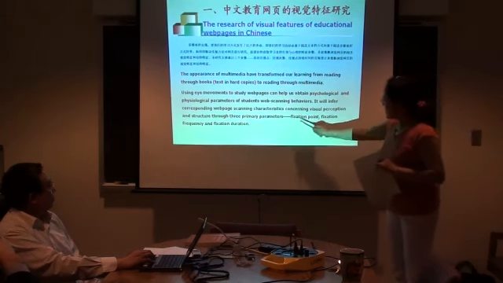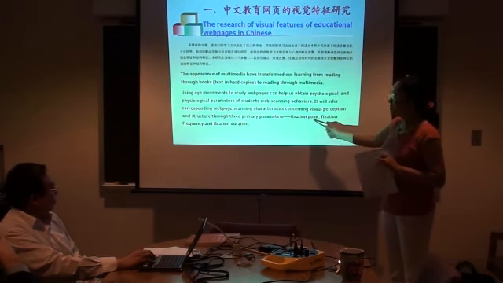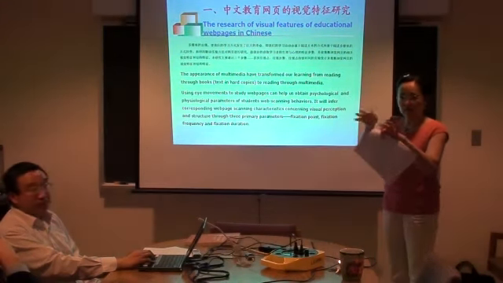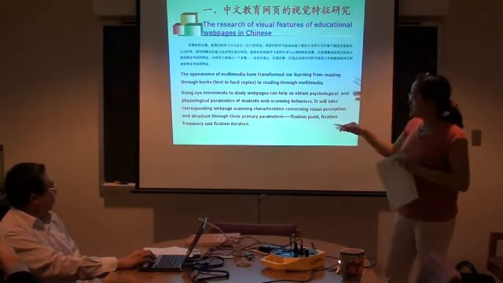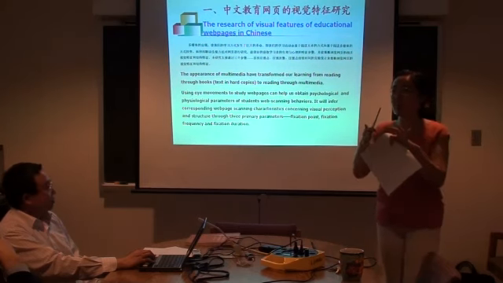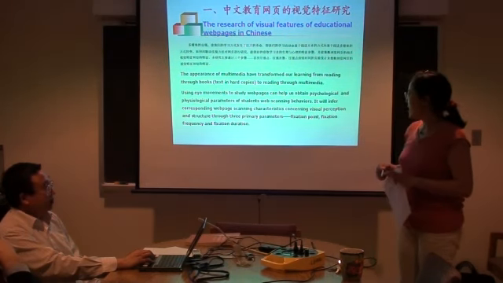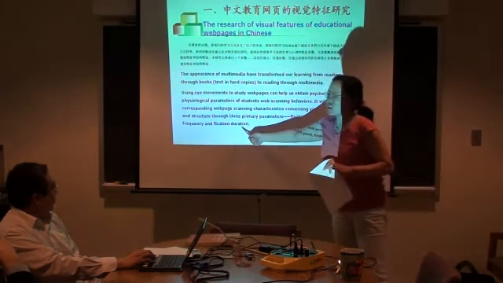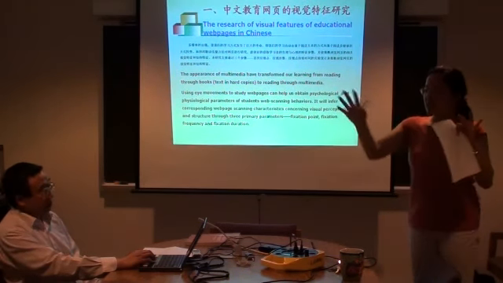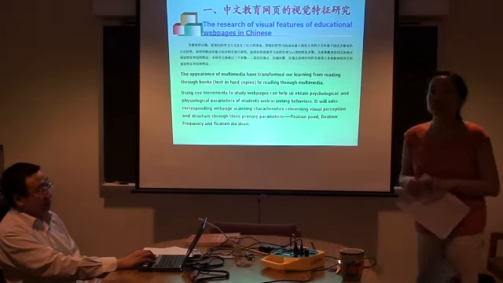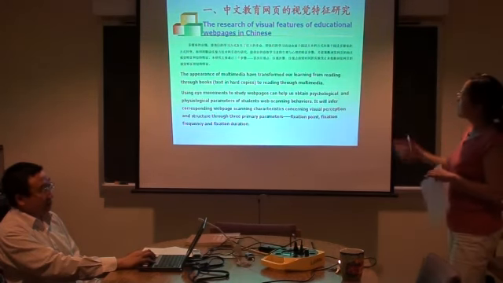One is the visual fixation point. So where do they look? Which spot do they look at first? Then fixation frequency, the number of times they look at a certain place, and the duration. These are the three parameters that he used to study the characteristics of student web page scanning behavior. Next one.